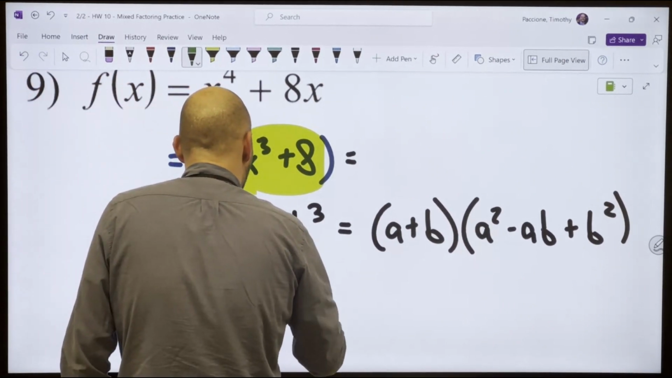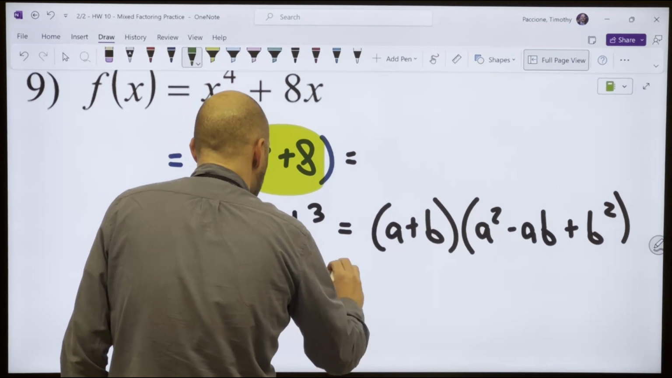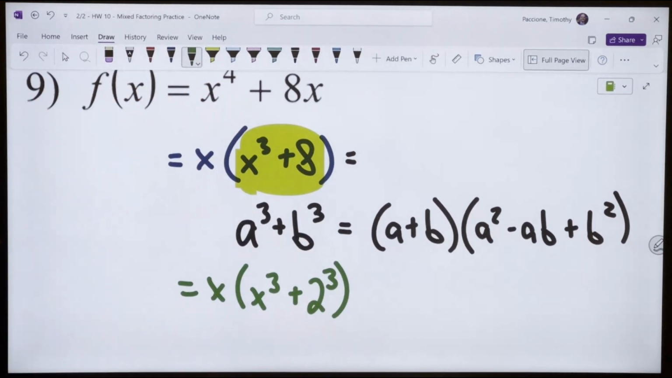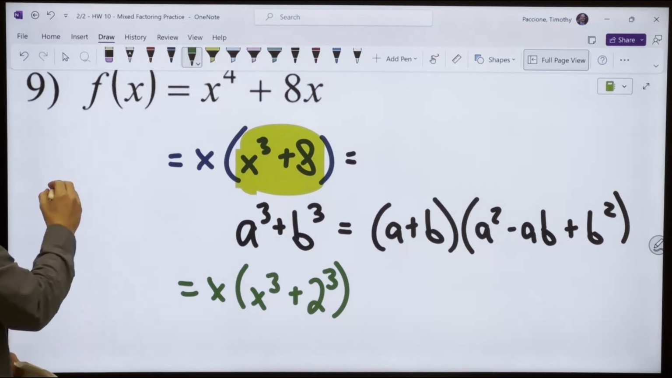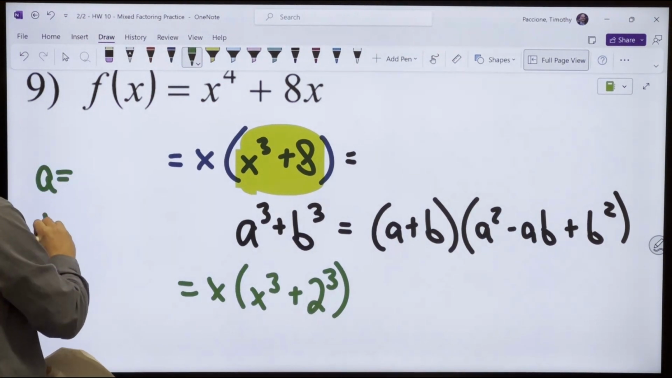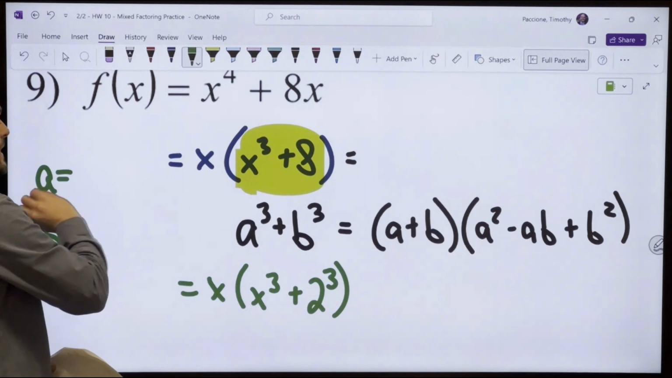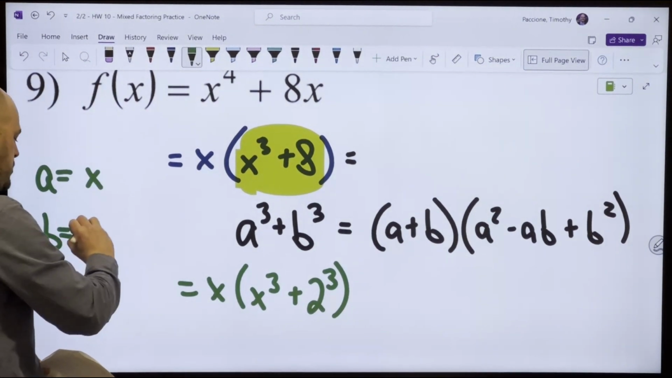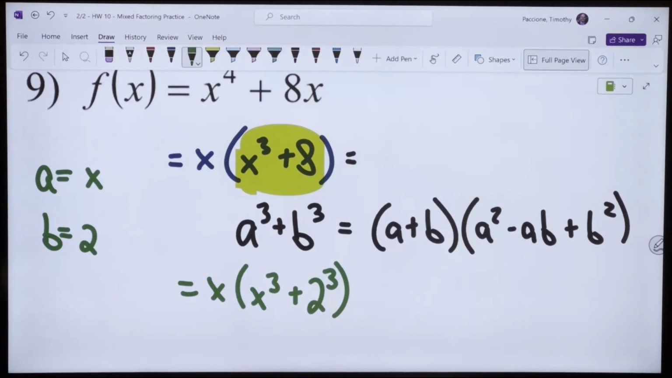Rewrite it as x to the 3rd plus 2 to the 3rd, and that gives you your summing to the 3rd, so it gives you that a and that b very clearly. Some people also like to do this: a is x, b is 2. All you did was rewrite 8 as 2 to the 3rd, which is the same thing.